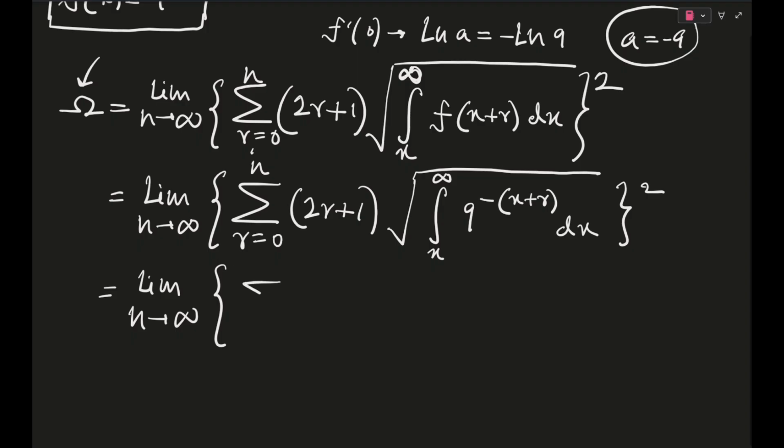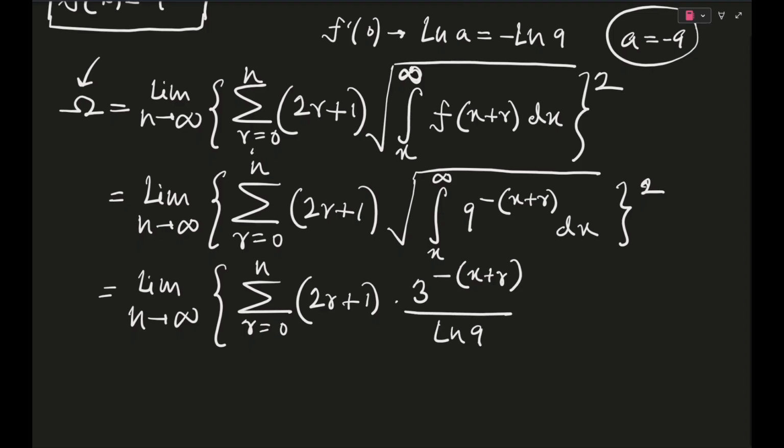This will actually come out to be sigma r equals 0 to n, 2r plus 1, and this thing will be multiplied by 3 power minus x plus r. I hope you can understand why, because this thing is a whole squared thing, right? So when it comes out of the root, whole square is outside the bracket, but this thing, when it comes out of the root, 3 power minus 2 into x plus r, so 3 power minus x plus r, and this thing is whole divided by ln 9, right?